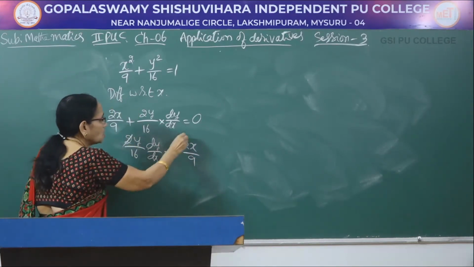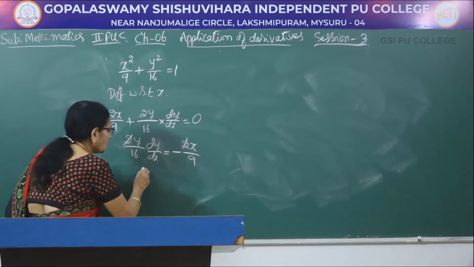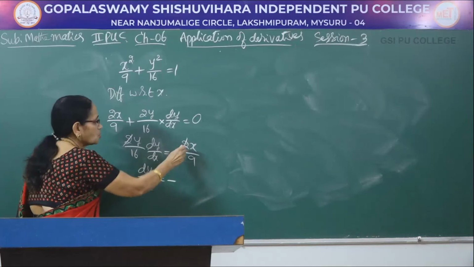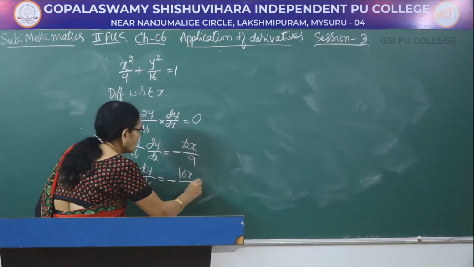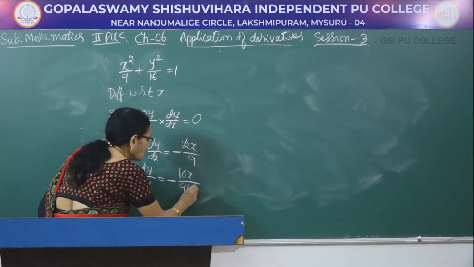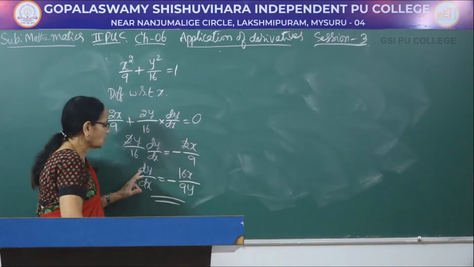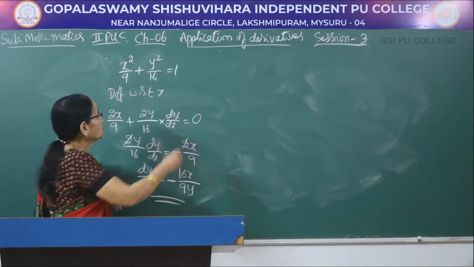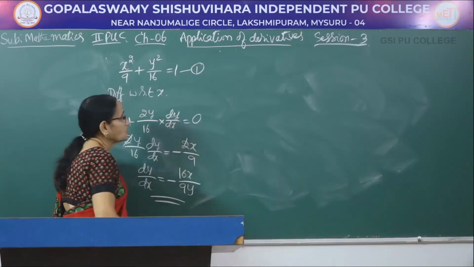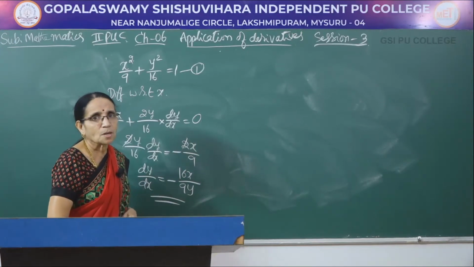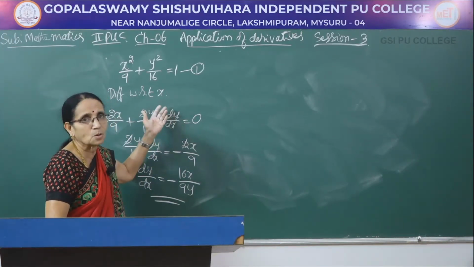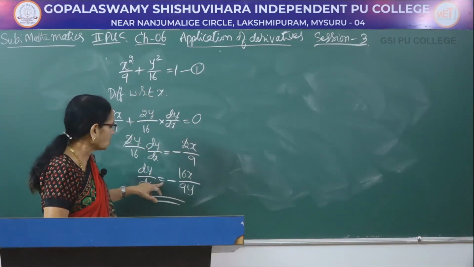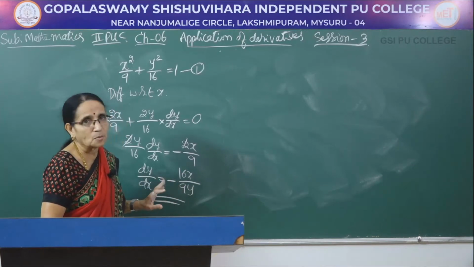Now, this 2 can be cancelled. Interchanging the terms to the other side, dy by dx would be, 16 goes to the numerator, minus 16x, and y comes to the denominator, 9y. So, dy by dx equal to minus 16x divided by 9y. You can take this as result 1, because to get the coordinates of the points, x is given to get y, or y is given to get x, no? We have to use that relation. So, this is the slope, dy by dx equal to minus 16x by 9y.